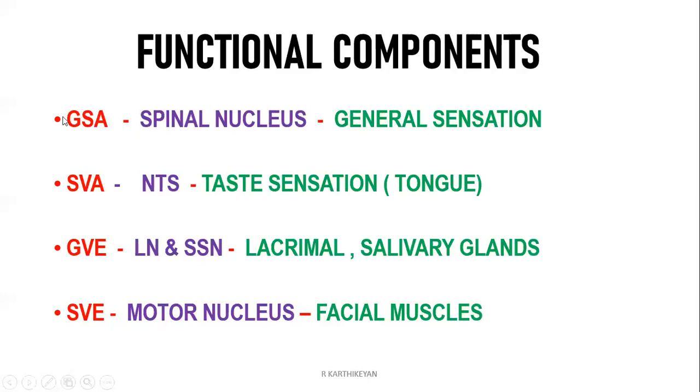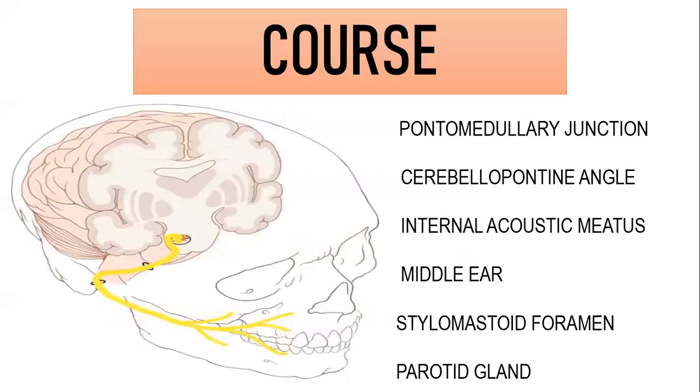So these are your functional components and the respective nuclei from which they arise or on which they terminate. Efferents arise from these nuclei; afferents terminate on these nuclei. And these are the functions. Now moving on to the course.